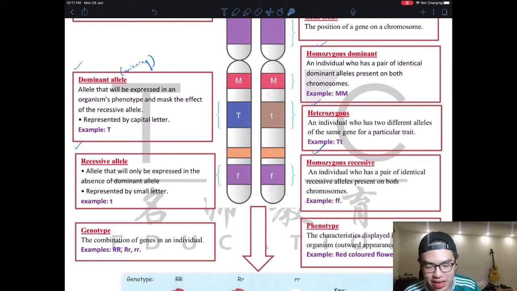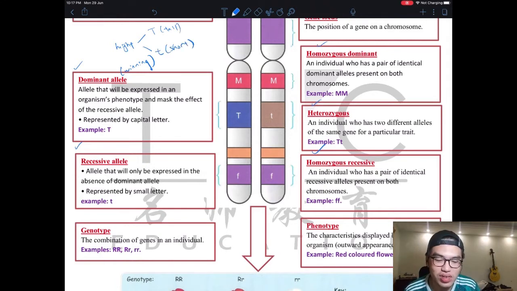For a dominant allele, we always put a capital letter because it's dominant, it's winning. Let's say for height, you have two types of gene. Number one is big T, which is tall. Small t is short. So who's the winning guy? Tall is the winning guy.